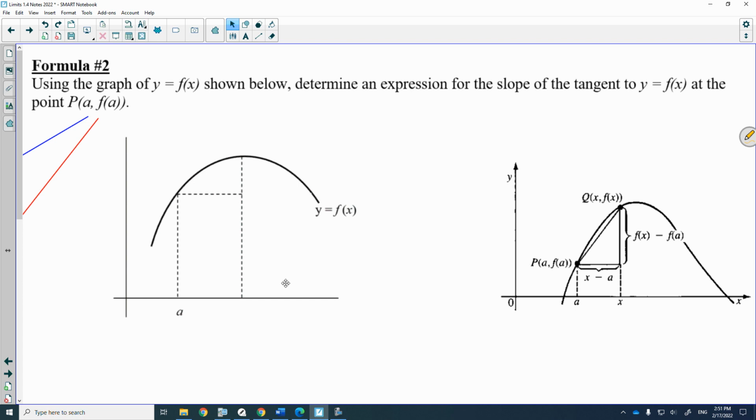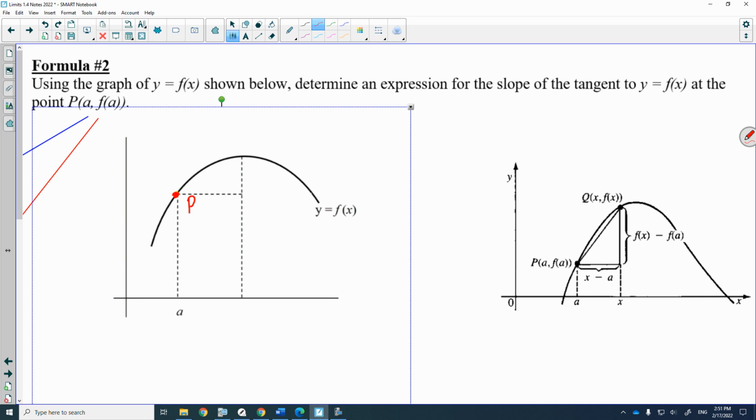So we're given a curve and we're going to be asked to find the slope at a particular point on that curve. So let's call this point P, and let's label that point. Just like with formula 1, it would be a comma, the y value here would be f of a. So what would be asked is we'd be given the formula of this curve, and then we'd be given this point, and we're told what is the slope at this point.